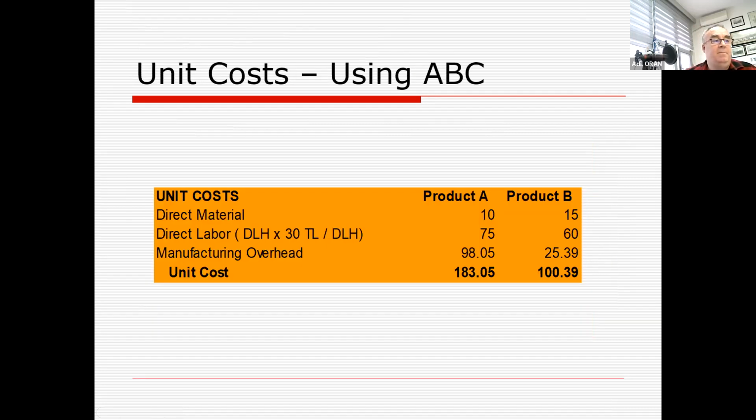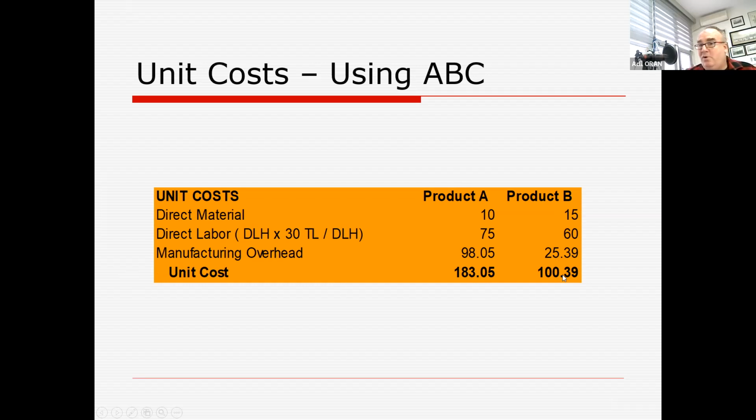and so on. But the total cost becomes direct material, direct labor does not change. They're the same whether you use ABC or traditional. So the 10 and 75 and the 15 and the 60 aren't changing. What's changing is this manufacturing overhead. Right now we have 98 lira assigned to product A per unit of A and 25 assigned per unit of product B. So the total unit cost comes out to be 183 versus 100.